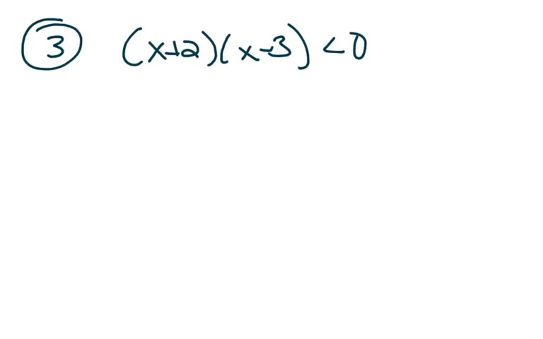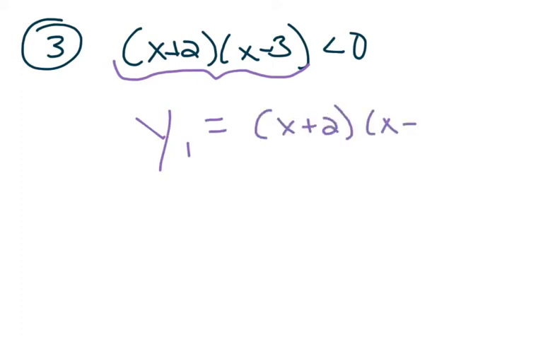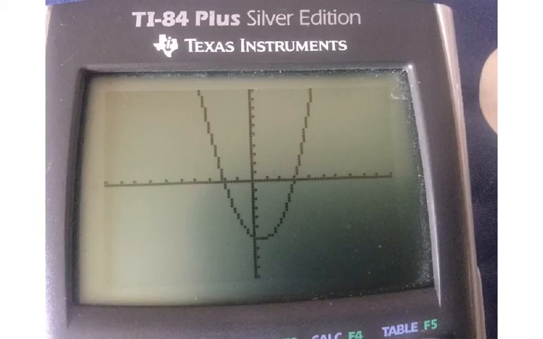For problem number 3, in order to solve this inequality, what we're going to do is put this portion of my inequality into the graphing calculator. You're going to graph it just the way it is. You don't even have to multiply it out. Because what we want to do is look at the portion of the graph that's less than 0. So when I graph this on my calculator, because it's a quadratic, I get a parabola.